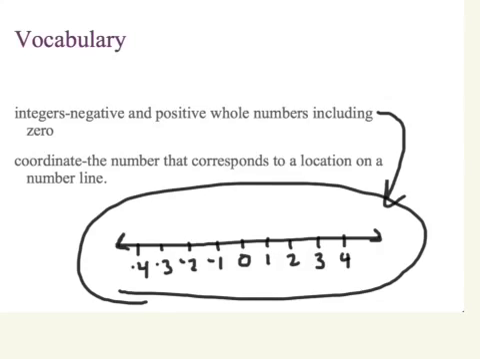The next term is coordinate. The word coordinate refers to the number that corresponds to a location on a number line. So let's put a dot here at this place. The coordinate here is 2. So the location on a number line gives me a particular position. The coordinate for that green dot is 2.